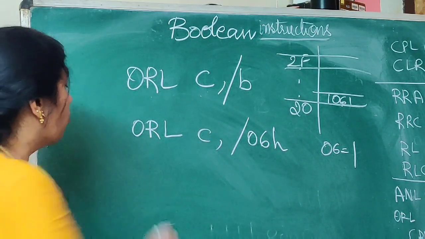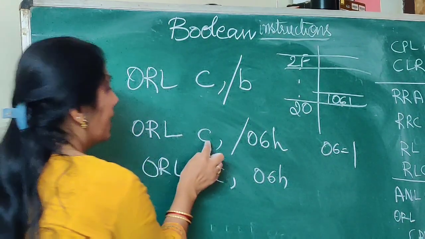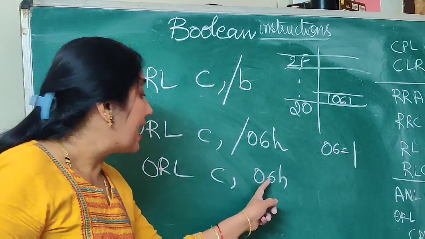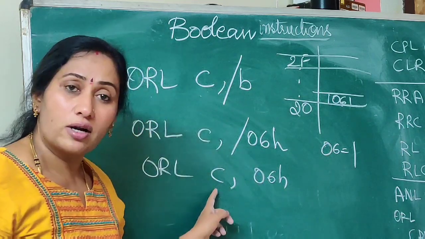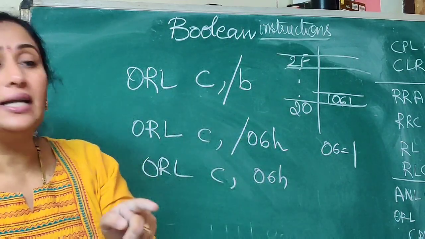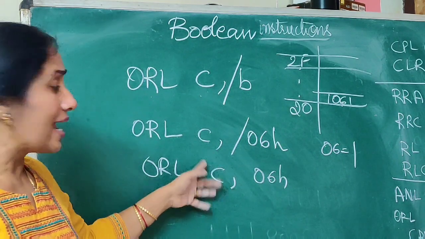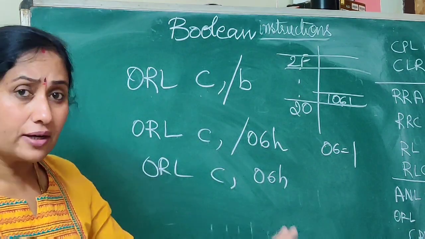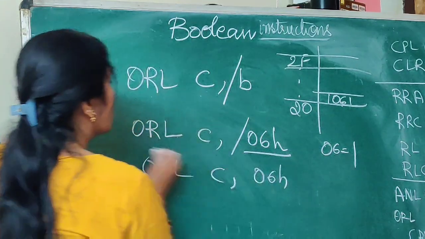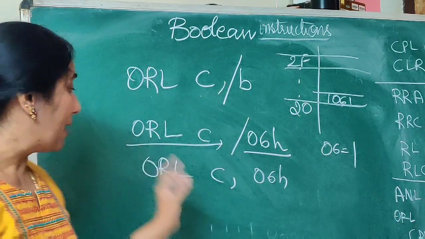There is a difference between ORL C, 06 hex and ORL C, slash 06 hex. Here, directly the content of the bit location will be ORed with the carry flag, but here the complement of the content of the bit address will get ORed with the carry flag, and the result is going to be placed in the carry flag. The carry flag will be affected. The addressing mode is direct addressing mode. And what is the length of the instruction? This is 1 byte and this is 1 byte, so the total length of the instruction is going to be 2 bytes.